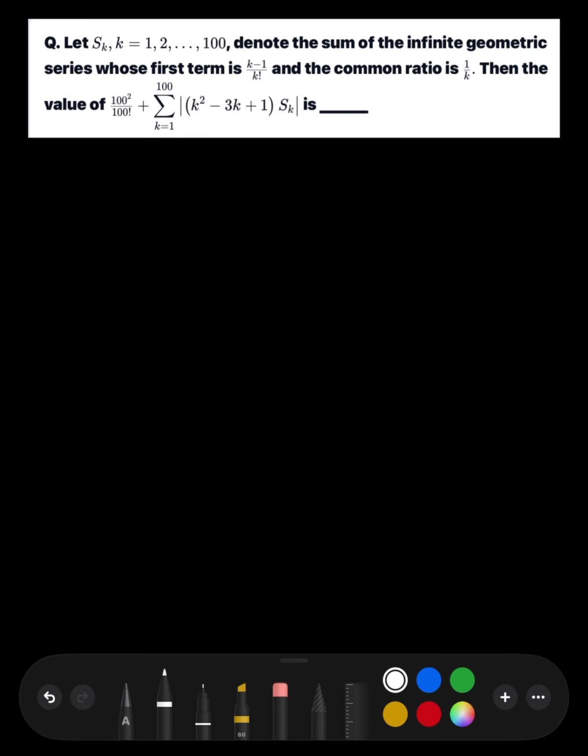Hi students, today we will discuss a problem on sequence and series which was given in the JEE Advanced Exam 2010.